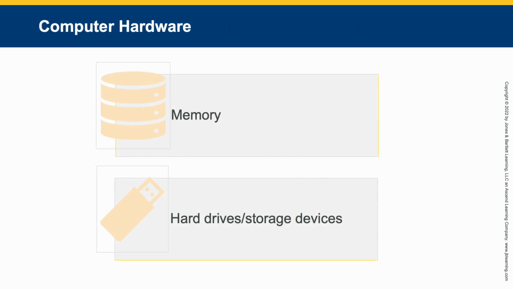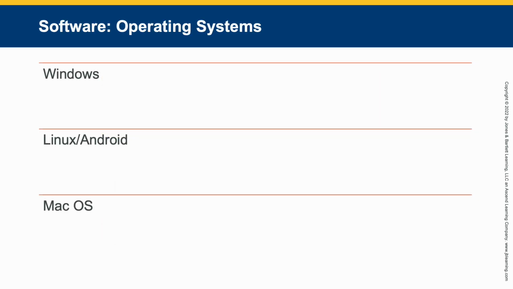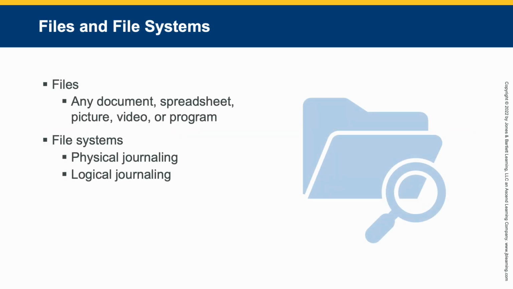The computer hardware has memory that can be read only memory, that is ROM, or random access memory, or RAM, or any other memory in a disk drive such as hard drives and storage devices. Operating systems would be Windows, Linux, Android, and Mac OS. Files and file systems: any document, spreadsheet, picture, video, or program. The file systems can be physical journaling. Logical journaling is also there, so make sure that we take care of that.